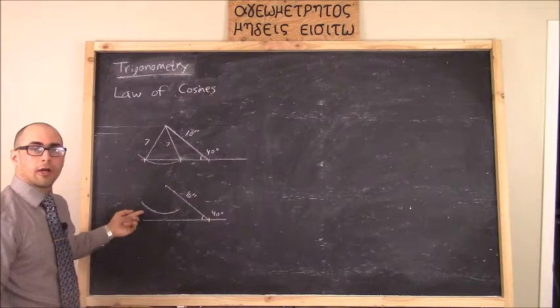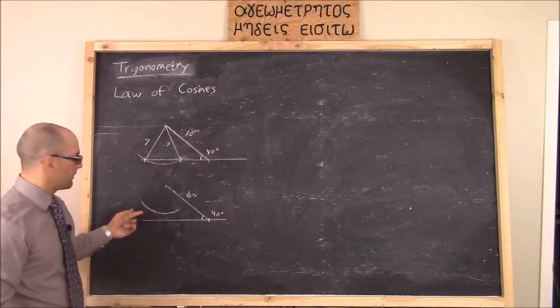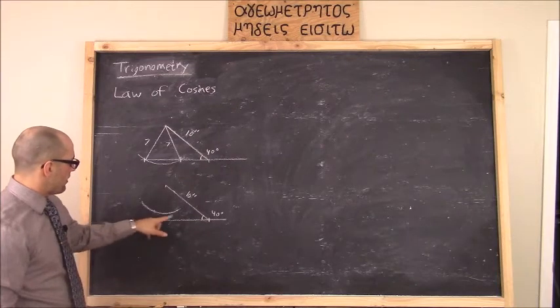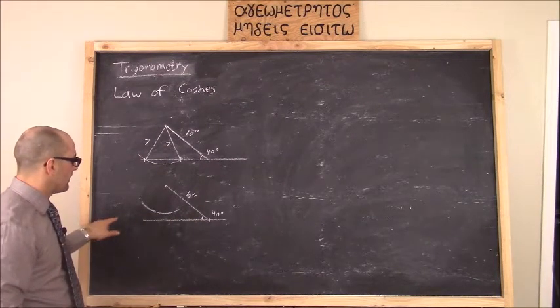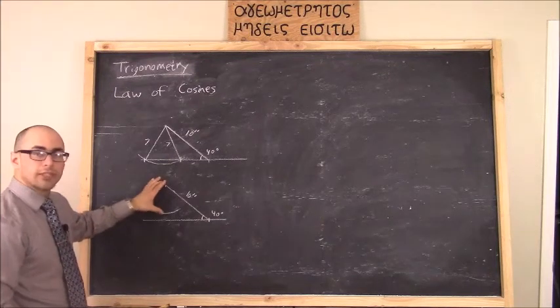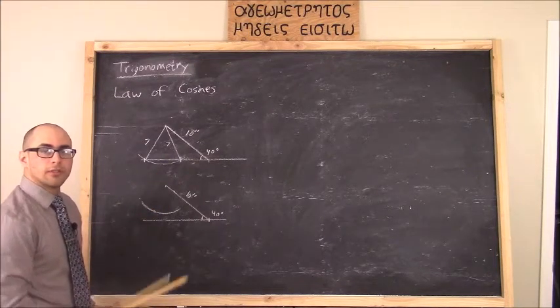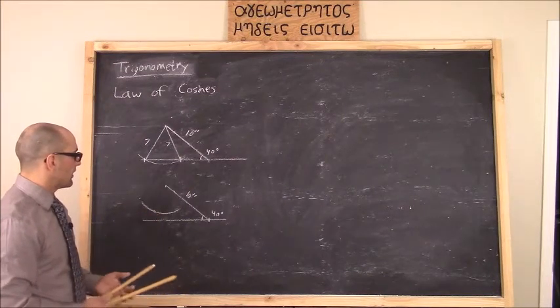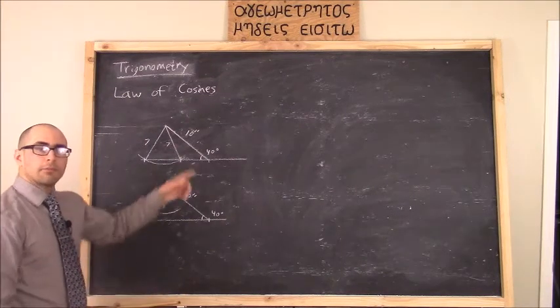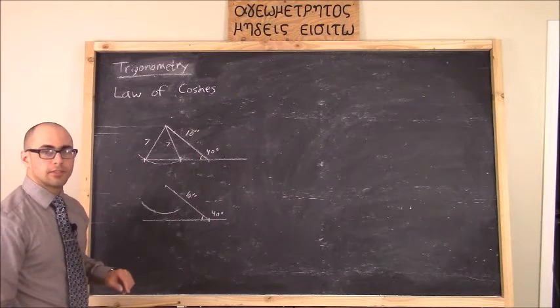Drawing the arc here, do you see a problem? Notice at no point does it cross this horizontal line, meaning the 5 inches was too short to complete this triangle. This is an impossible triangle. Let's plug it into the law of cosines and see what it spits out.